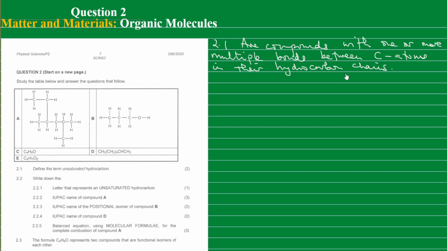So here we are referring to, if we look at the homologous series that we have studied, which are alkanes, alkenes, alkynes, haloalkanes. So we are looking at those homologous series that have got double bonds. That is what we refer to as multiple bonds or triple bonds. So these are compounds with one double bond or more, or one triple bond or more. Okay.